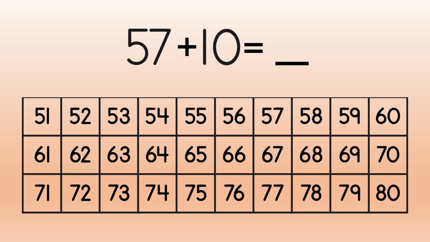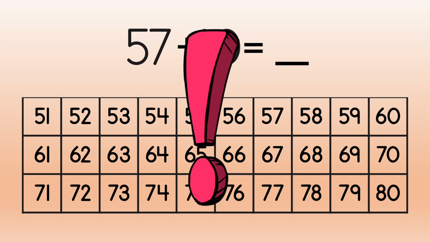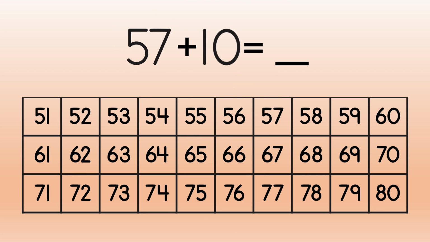Now let's take a look at our second number sentence, 57 plus 10 equals blank. Again, find 57 on our hundreds chart. Now, don't count up 10, no. Just drop one row or one block directly underneath. We land on 67. We've just added 10. Wow. 57 plus 10 equals 67.